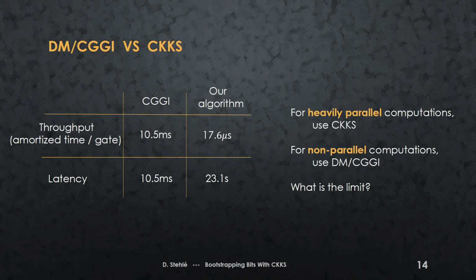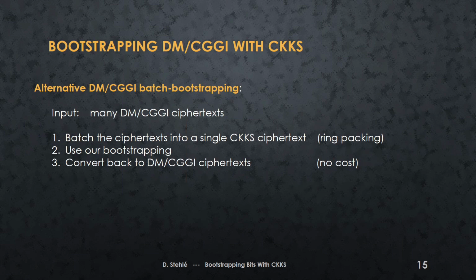And what is the limit? To try to assess the limit, we designed another parameter set for CKKS for the following experiment. We want to bootstrap DM-CGGI with CKKS. How do we do it? As inputs, we get many DM-CGGI ciphertexts, which are LWE ciphertexts. We glue them together into a single CKKS ciphertext. So we go from many LWEs to one ring LWE. This step is called ring packing, for which we have very efficient algorithms.